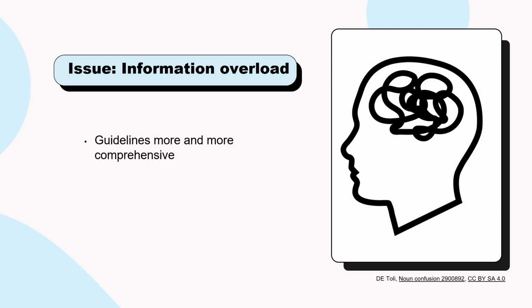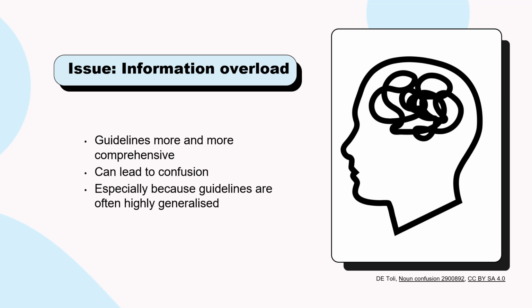Another challenge is the aforementioned abundance of information. Guidelines have become more and more comprehensive over the years, and while that means you'll be able to find suggestions for many different use cases, it may also lead to confusion. Especially because guidelines, while increasingly complex, are often highly generalized. Some materials use difficulty categories as a foundation to guide developers, but once you access one, you'll still likely be greeted by an overwhelming amount of information, most of which may not even be relevant to you.